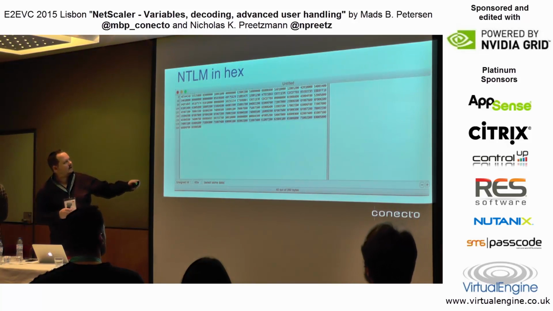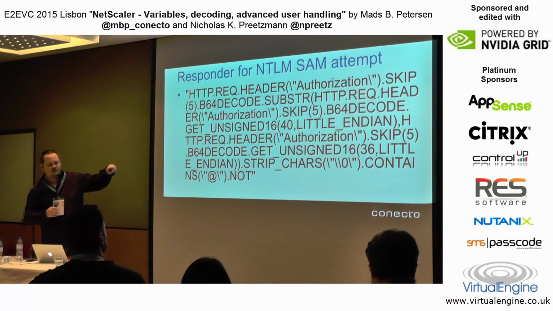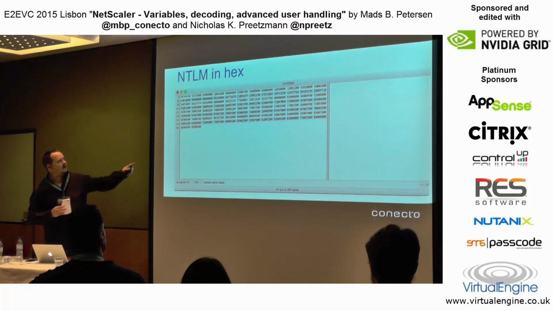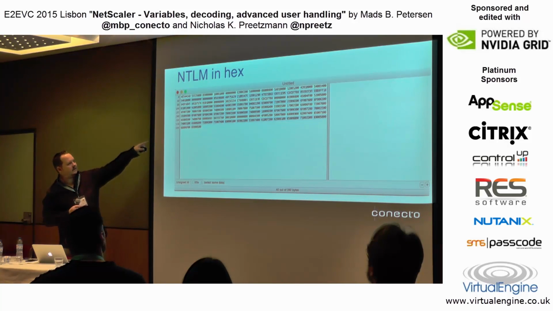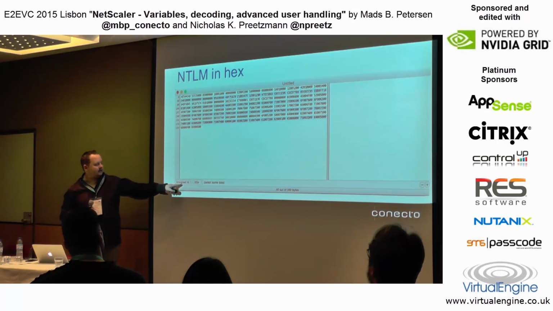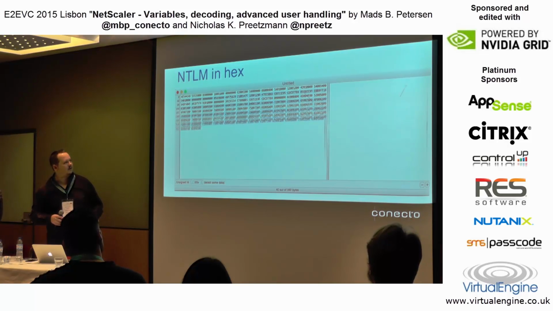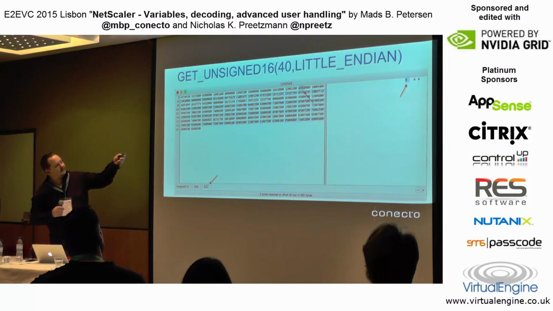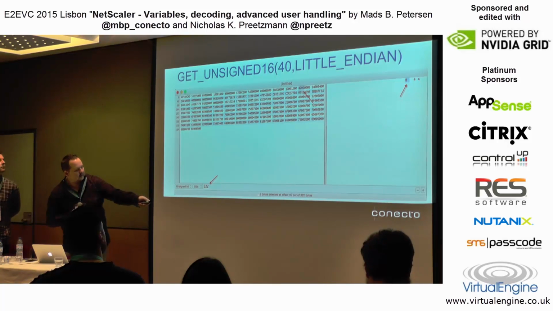Now, if you take this string right here and you decode it to hex, and then you put it into a hex finder, there are plenty of those online, you'll get something like this. This is what the NetScaler sees. Now, it's unsigned and it's little endian. That's what we told it to look for. The first part was get unsigned 16 at offset 40, little endian. So if you look down here, offset 40, and read 2 bytes. That's the 16.